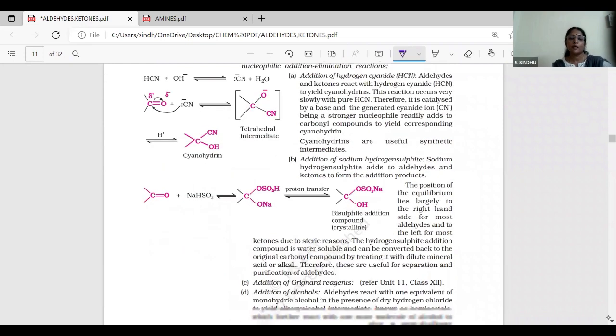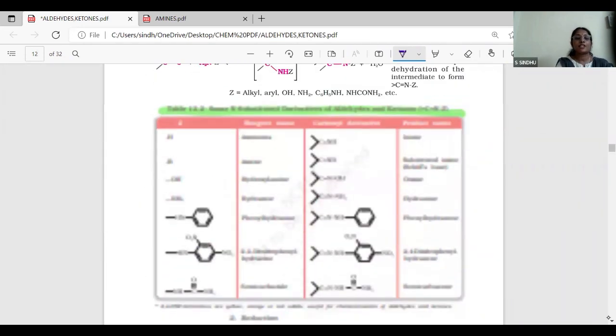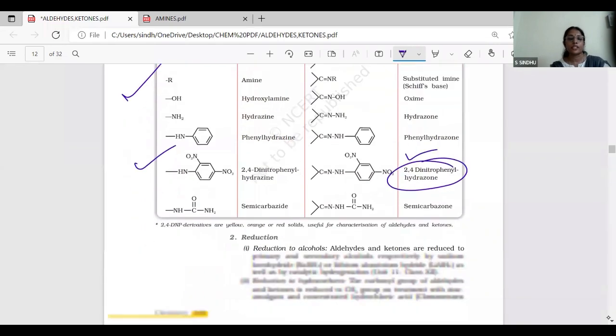So then all the different compounds which are formed here, and especially these are not all derivatives, they should know the nomenclature. They should know what groups they have to substitute with so that they can write the final product. And especially 2,4-dinitrophenylhydrazine is a test for distinguishing carbonyl compounds from any other. So this can be used for distinguishing tests.